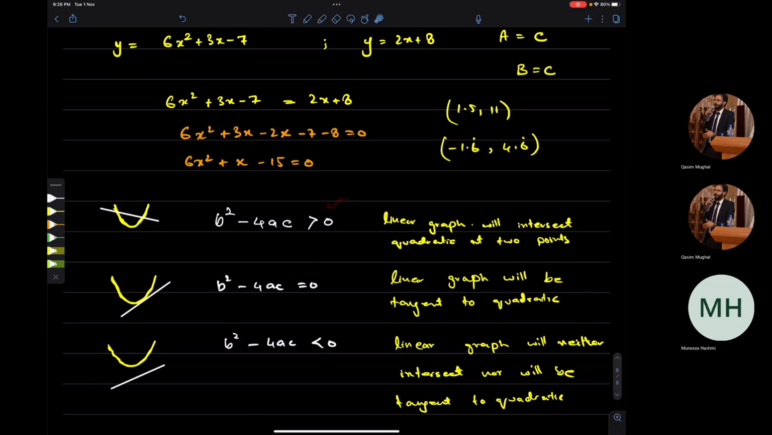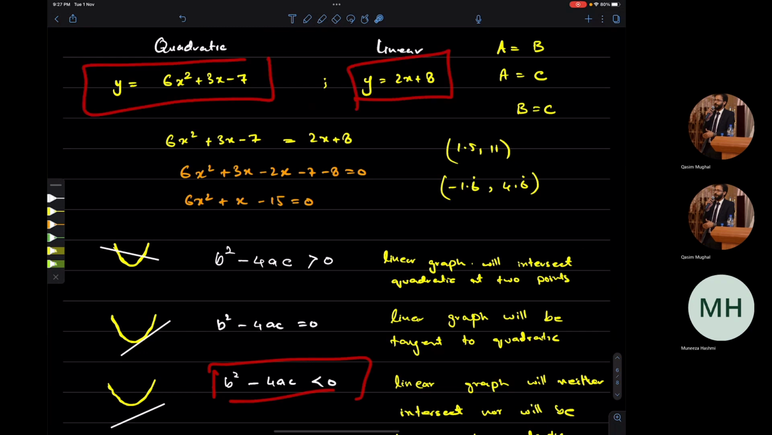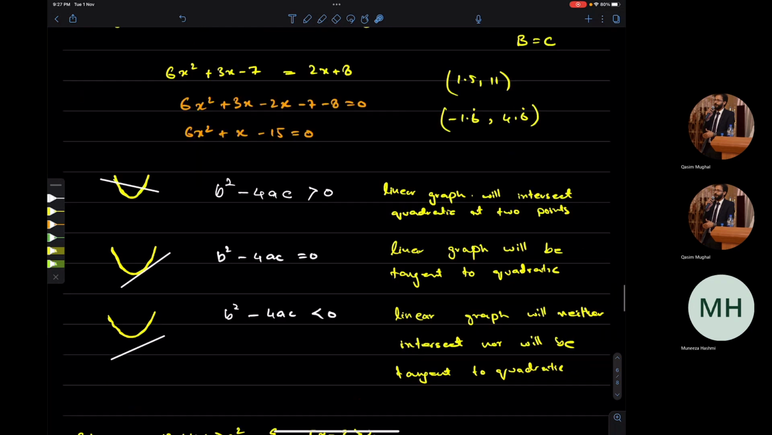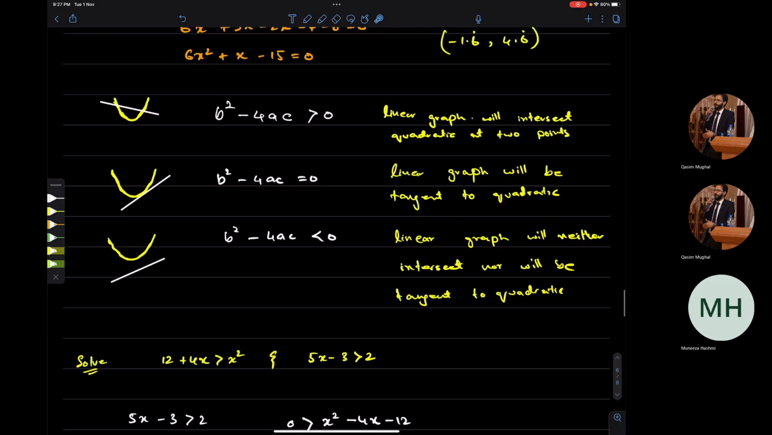Once you have the new quadratic, then you apply the discriminant test. If it's greater than zero, then you will have two solutions. Graphical illustration shows that the line will be intersecting the quadratic at 2 points. If it's exactly equal to zero, then this linear graph will be tangent to this quadratic. It is going to have just one solution. And if it is less than zero, this linear graph will not even touch or cross this quadratic, so it will be far apart. So this is what it means. Don't worry, we'll be practicing it even more.